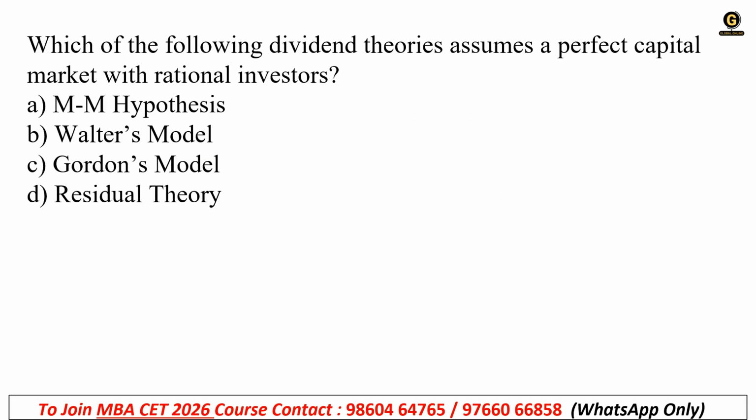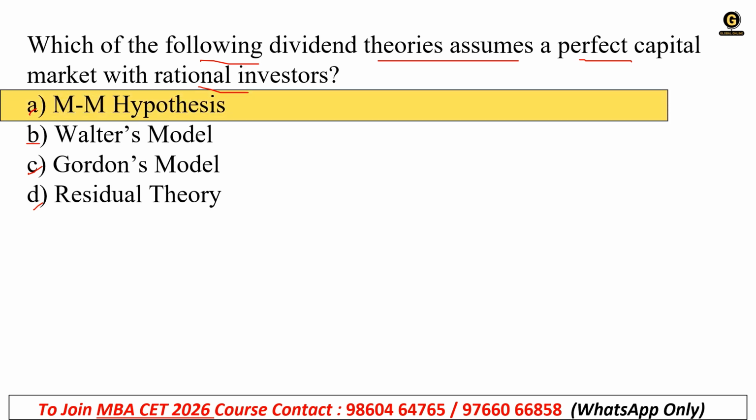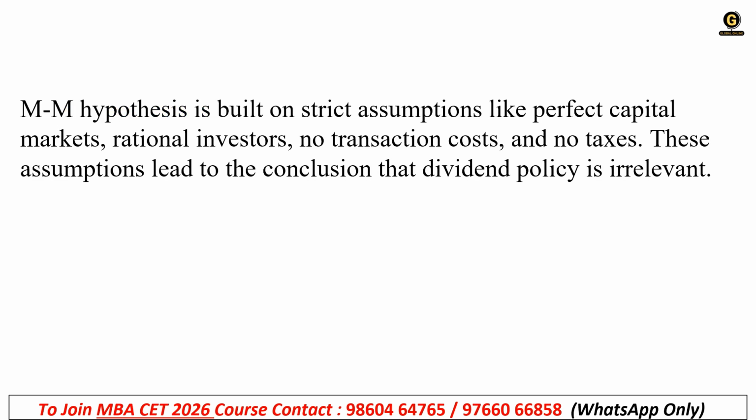Which of the following dividend theories assumes a perfect capital market with rational investors? Hypothesis, Walter's model, Gordon's model, or residual theory? That is your hypothesis. The hypothesis is built on strict assumptions like perfect capital markets, rational investors, no transaction cost, and no taxes. These assumptions lead to the conclusion that dividend policy is irrelevant.